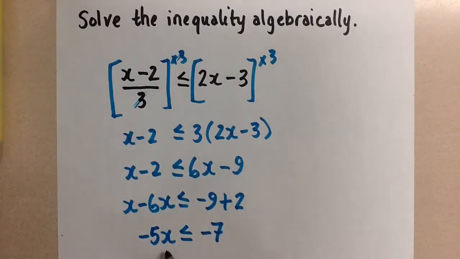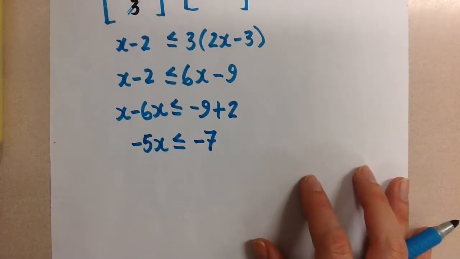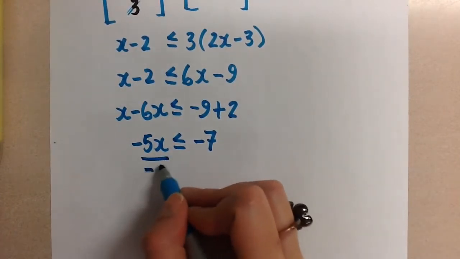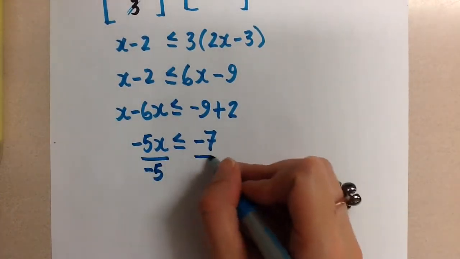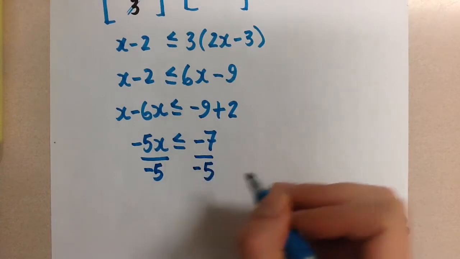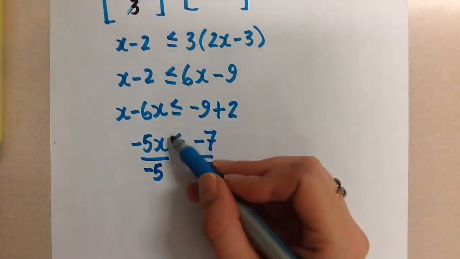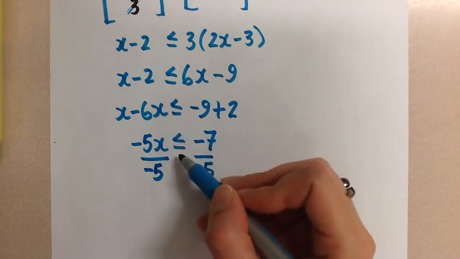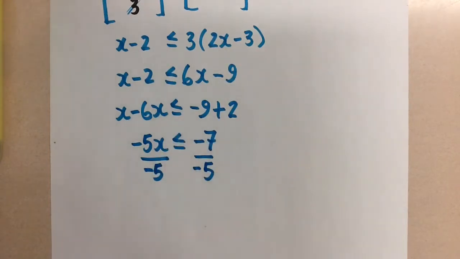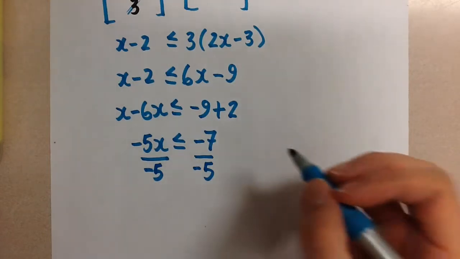So at this point, to isolate the x, we're going to divide both sides by negative 5. But when we're solving inequalities, as soon as you divide or multiply by a negative number, you have to flip this inequality sign. So we're going to change the direction of the inequality, and that has to do with what negative factors do to a graph when we are doing the graphical representation of inequalities.